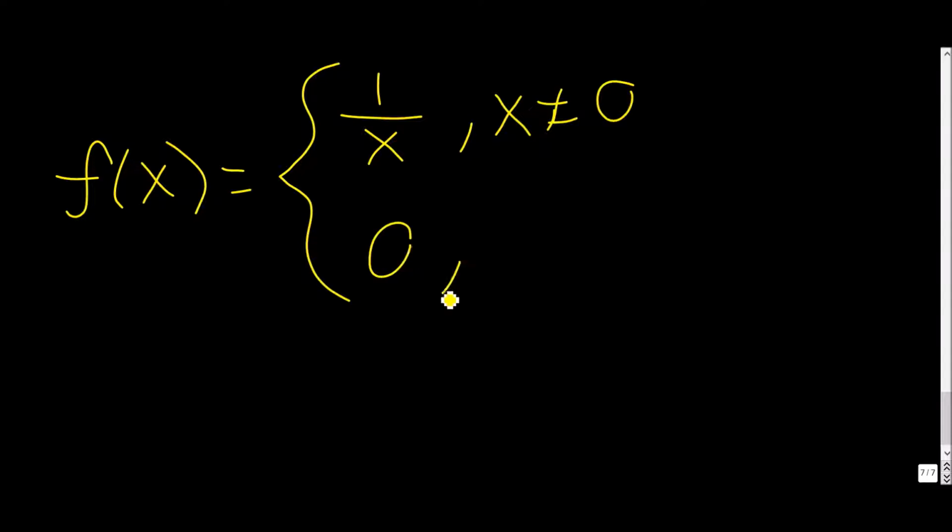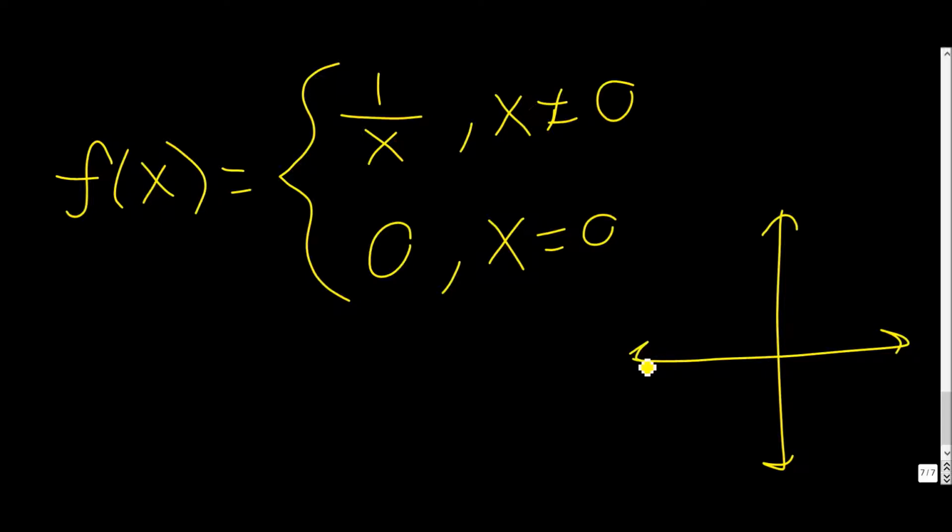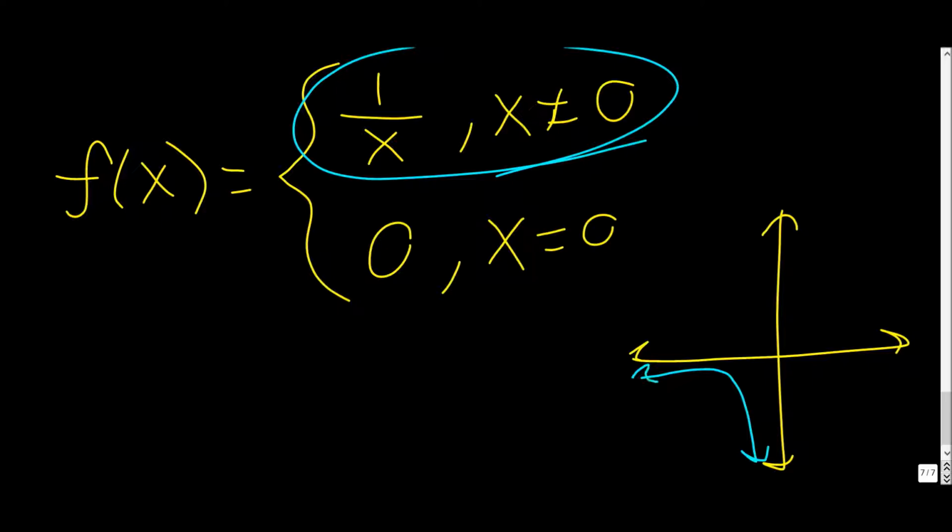So think about what this function looks like. You can graph part of it, but realize that we have to use the domain as well. So basically everywhere with this function where x isn't 0, it's going to behave like that. So it's going to look something like this. Okay. Now, when x is 0, the value is 0. So that point is there.